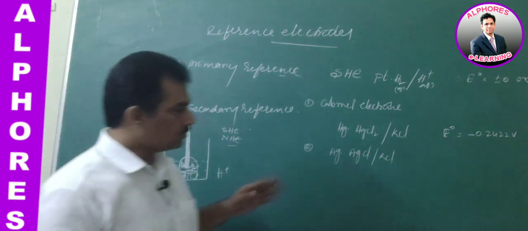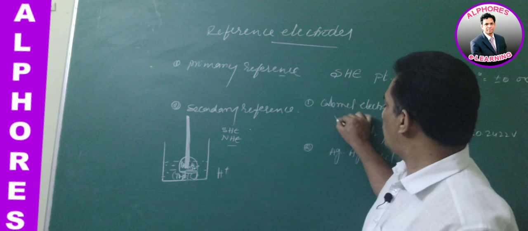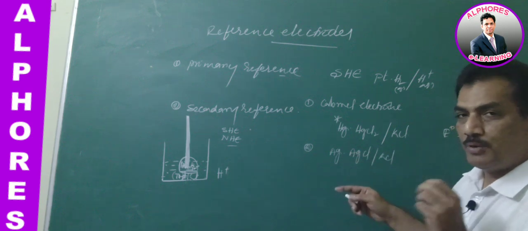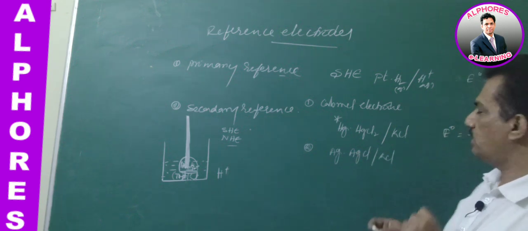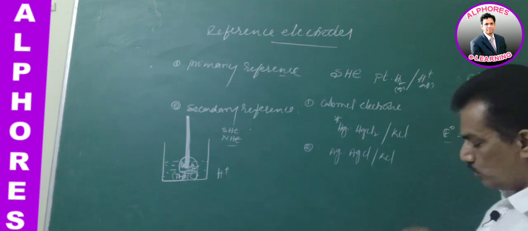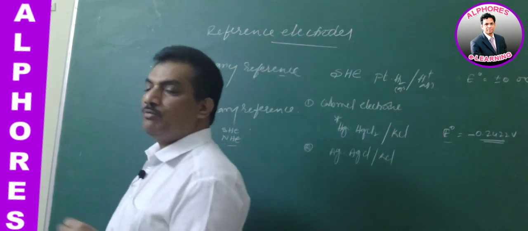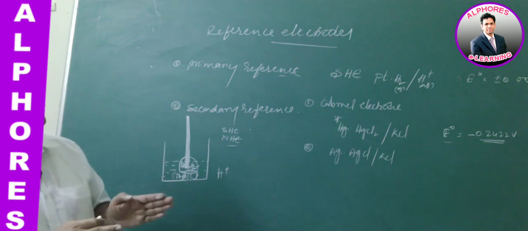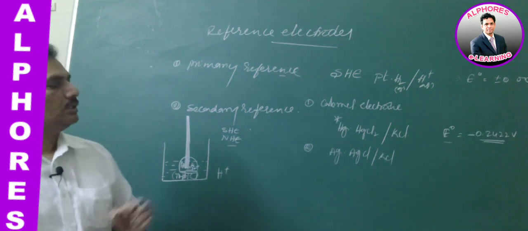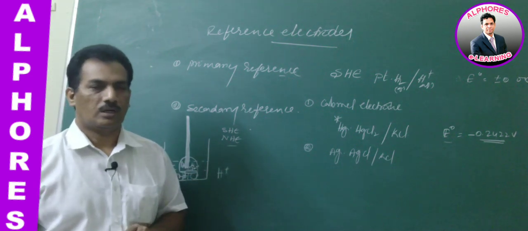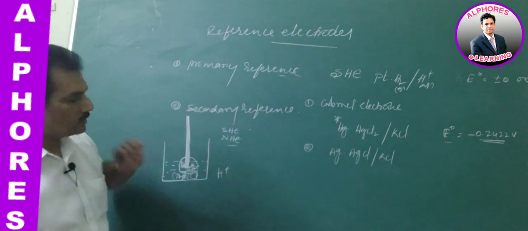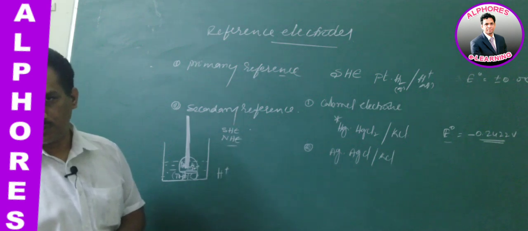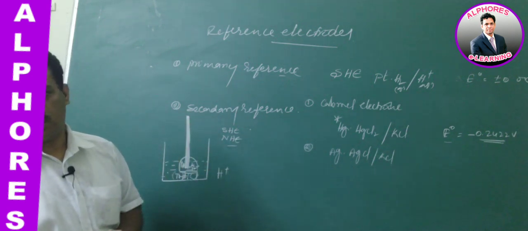And in secondary reference electrodes, the preferable one is the calomel electrode. Here also some logic question is there: why is the calomel electrode preferable as a secondary electrode? Because its standard electrode potential, 0.2422, is maintained for a long duration. It has a constant or consistent standard electrode potential for a long duration. That's why it is preferable. Clear? These are the questions: how to construct the primary reference electrode, and why calomel is selected as the preferable secondary reference electrode. Clear?